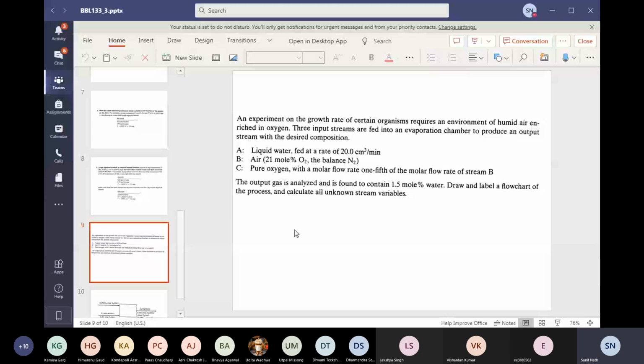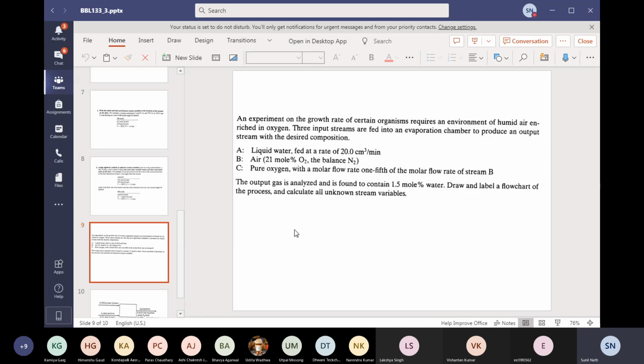Now what he says is, like we do in any air conditioning operation, he looks at the output air, analyzes its contents, and tells us, oh, it has this much mole percent water. So in other words, it gives you a criterion for the process. So here he says it is this much.